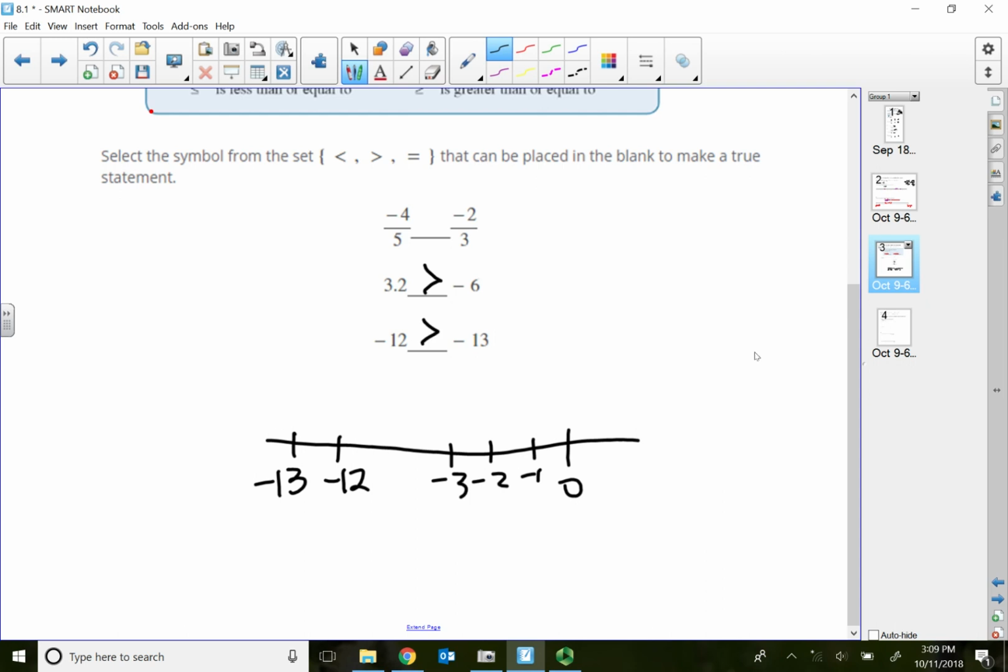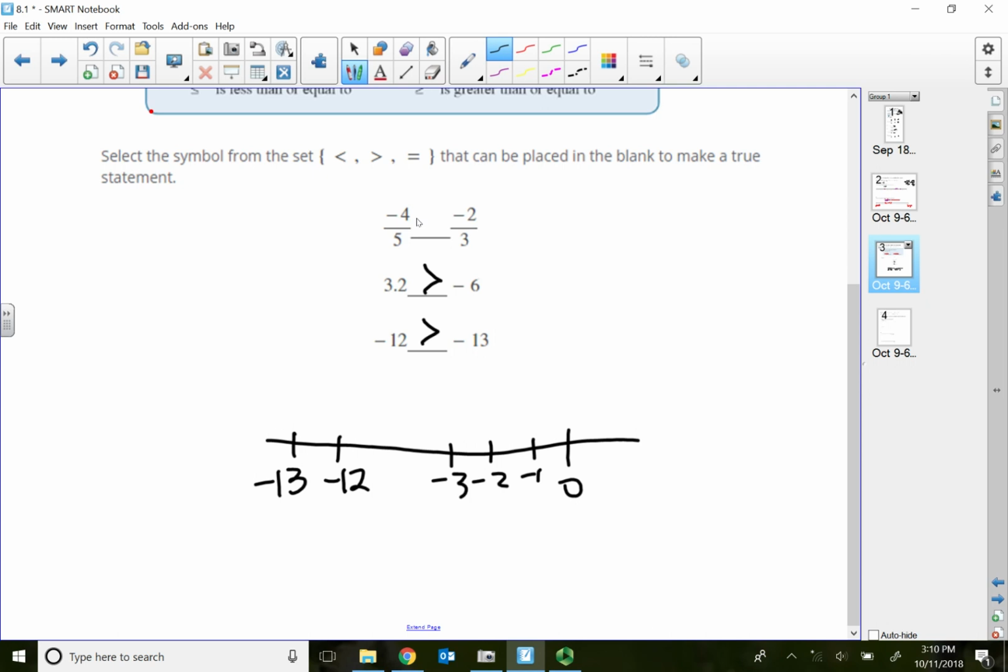Okay, so basically there are a lot of different ways of comparing two numbers. One of the ways is simply saying the number to the right is always going to be bigger than the number to the left on the number line.